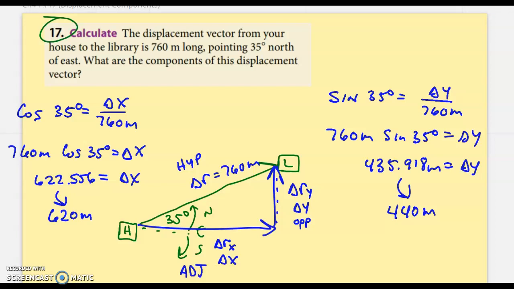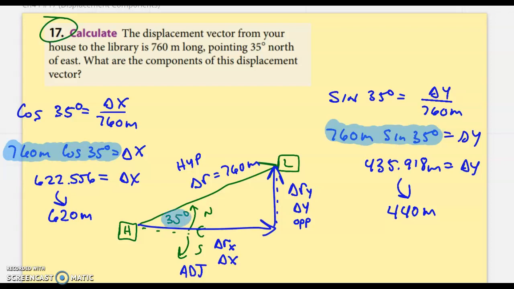Before I go off of this one, I'll have you notice something, that these two lines are real similar to each other. In both cases, I used the original magnitude of the vector, the 760, times either the sine or the cosine of the angle. And you're always going to notice that pattern. When you're finding components, one component uses the cosine and the other component uses the sine, but otherwise it's exactly the same calculation.